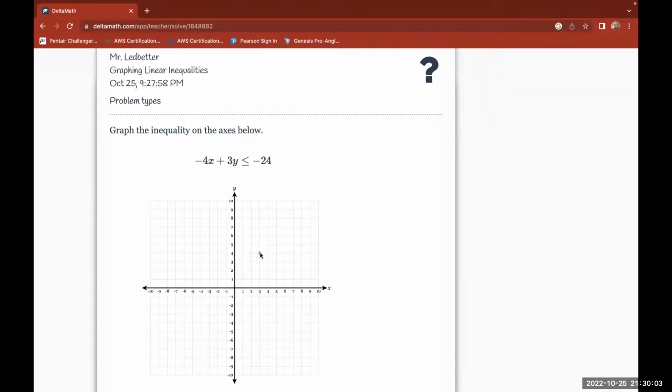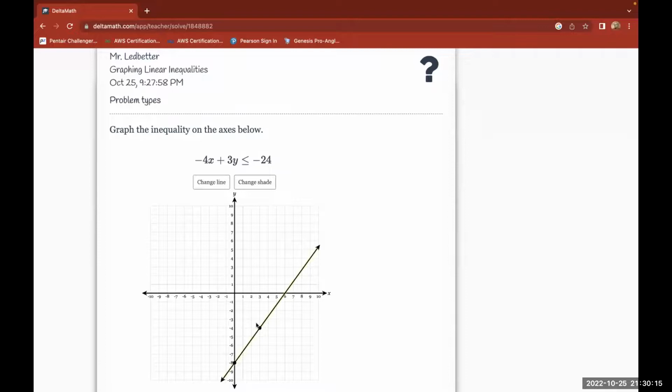So there's my little dot again. I'm going to go where y is -8. So I click here. My rise is up 4: 1, 2, 3, 4 over 3: 1, 2, 3. Click it. All right, and then is it a solid or dash? Well, it has an underline on it, so it is a solid line.